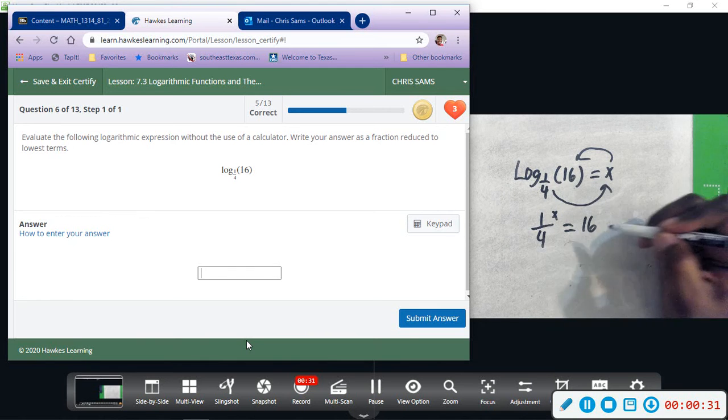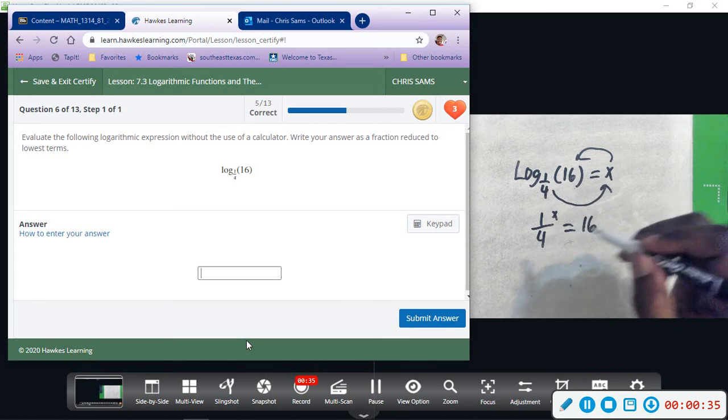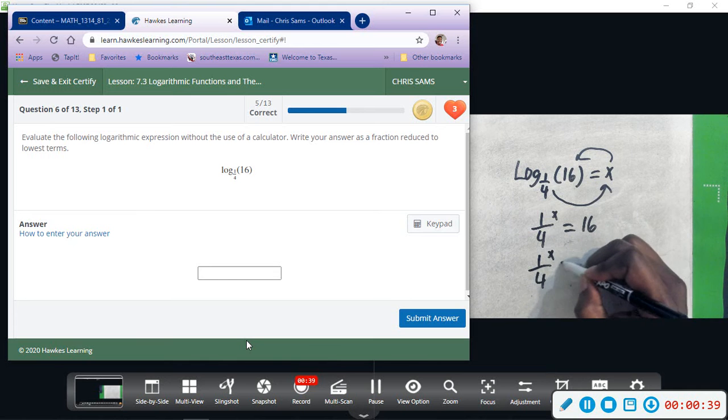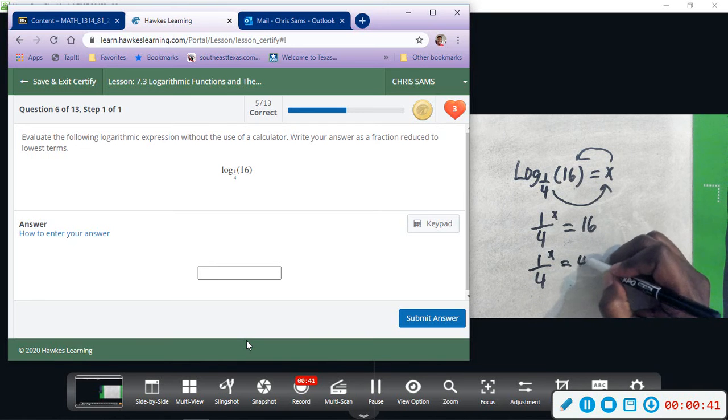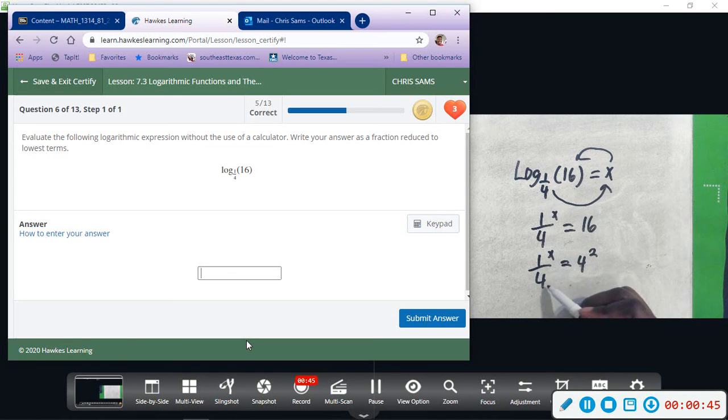And we can rewrite 16 as a base 4. This is 4 squared, so we have 1/4 to the x is equal to 4 squared. Now, since 4 is on the bottom, I want this to be on the bottom. So if we had a negative, okay, remember, this is anything on the bottom. We could write this as having a power. We could say a -1, okay.